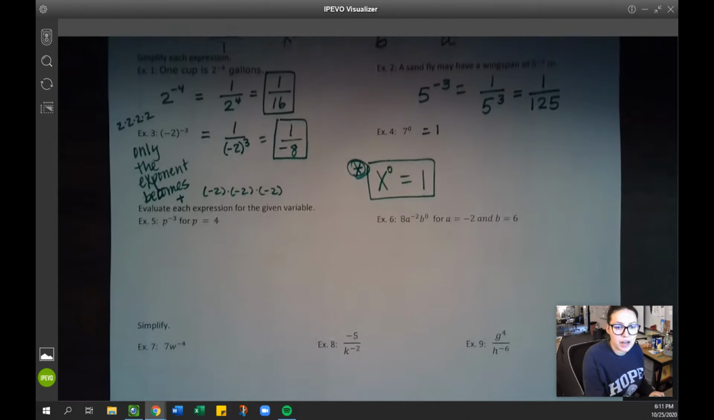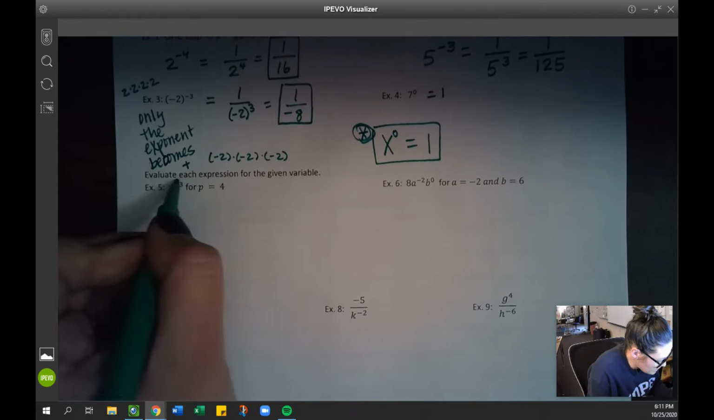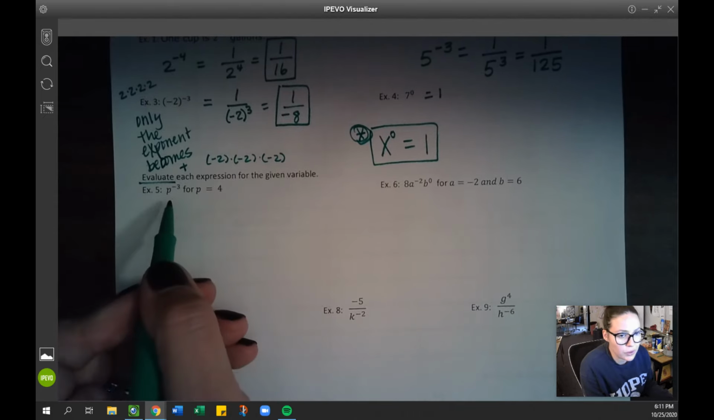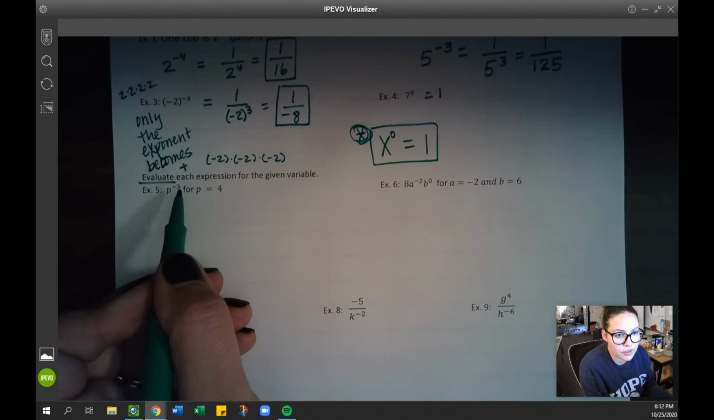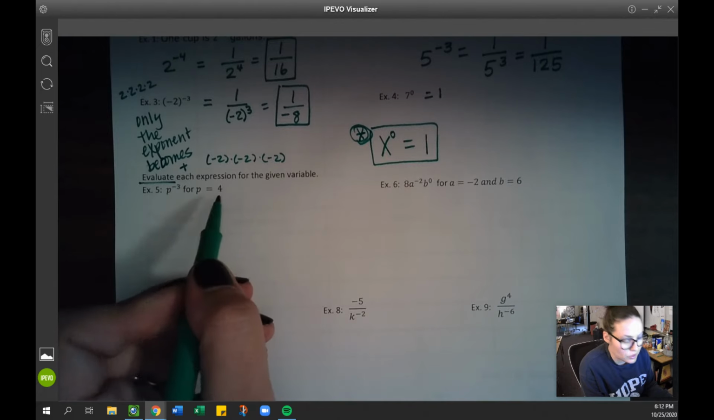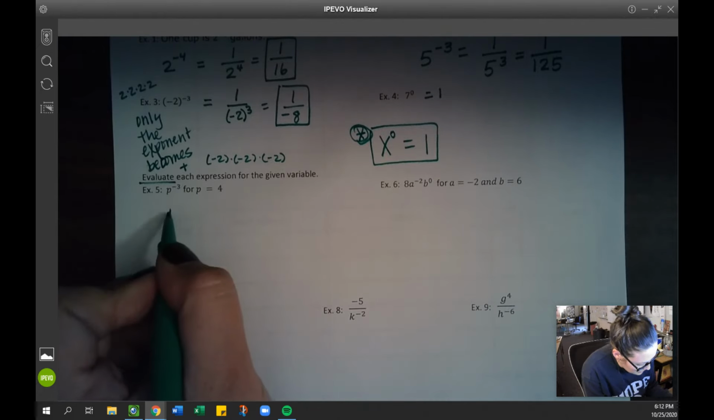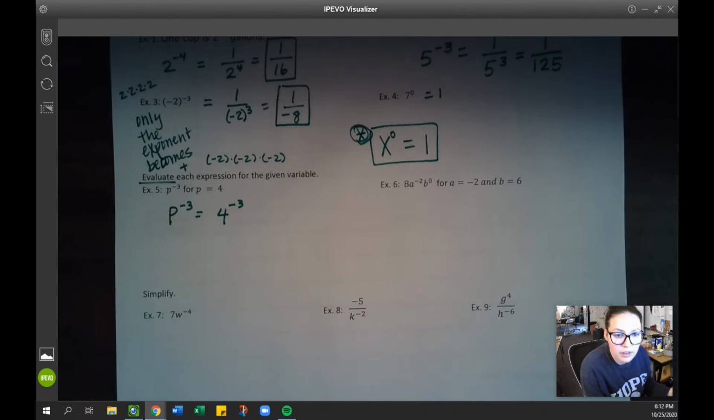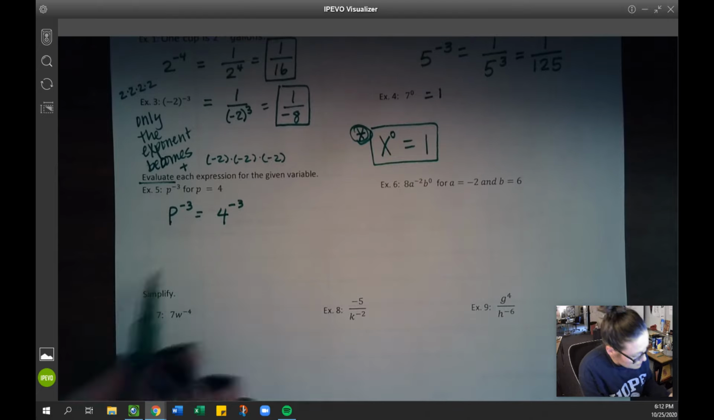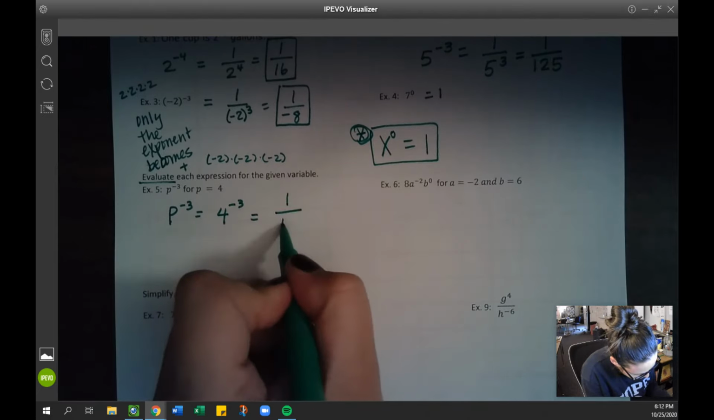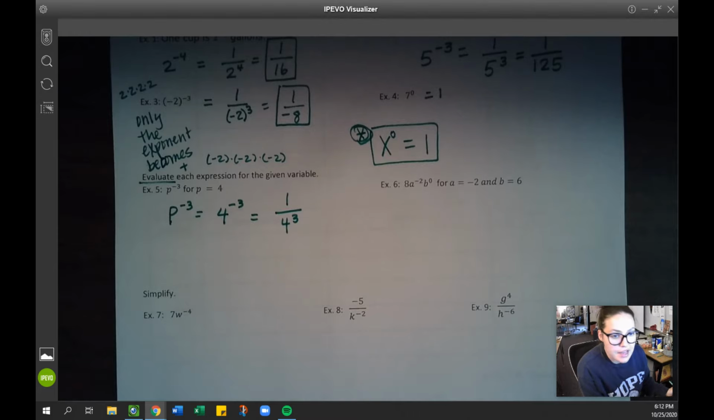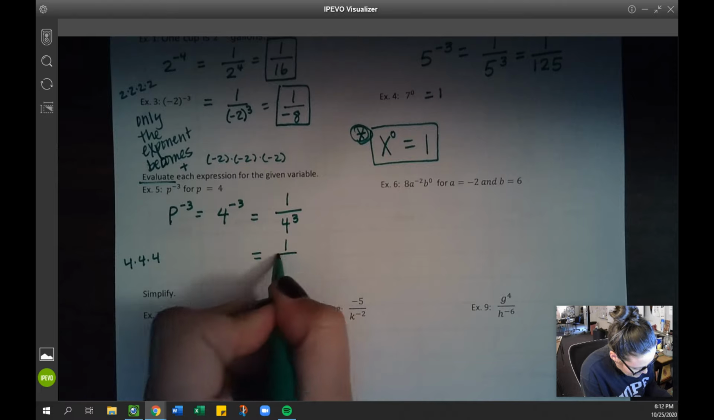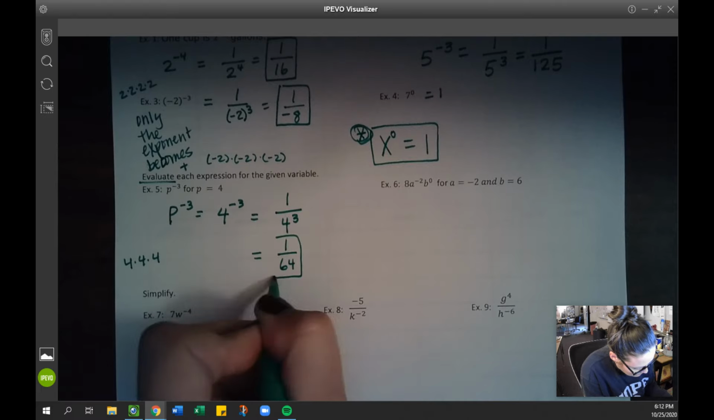All right, let's try evaluating some expressions. Evaluate means that I'm going to plug in the values for the variable. So we have p to the negative third, but we're told that p is equal to 4. So I'm going to rewrite this as 4 to the negative third. Now, since it has a negative exponent, I'm going to write it as 1 over 4 to the third. And 4 to the third means I'm going to do 4 times 4 times 4, which means I have 1 over 64.